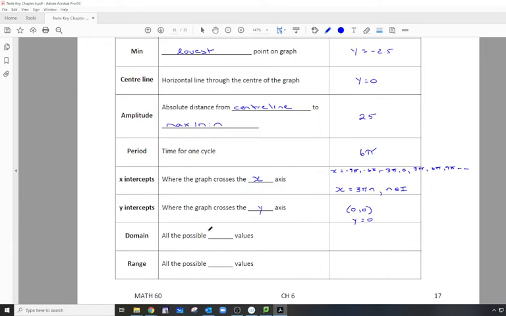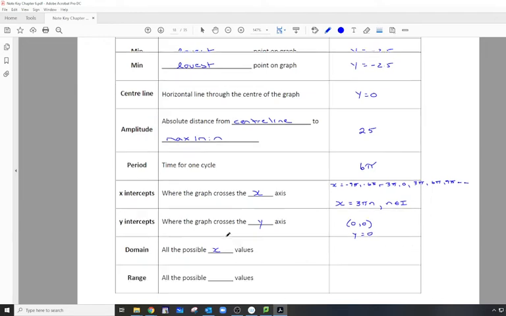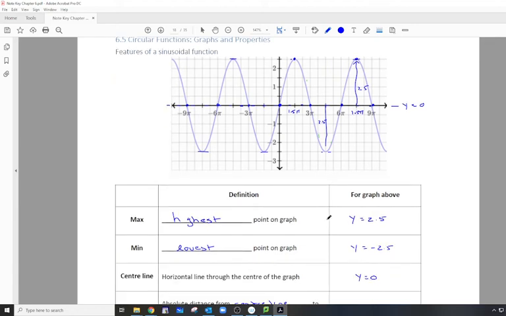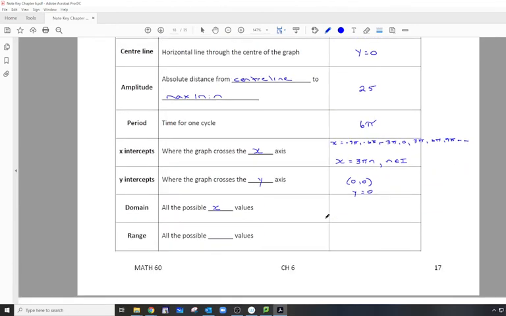The domain is all the possible x values. Now a sinusoidal graph, there's nothing that you can't take the sine of, and this graph goes on and on in the negative direction as well as the positive direction. So the domain of this sinusoidal function is negative infinity to infinity. And then the range, well, is all the possible y values. It had a min at negative 2.5. It had a max at positive 2.5, so that's your range. Your range is anything between negative 2.5 and 2.5.